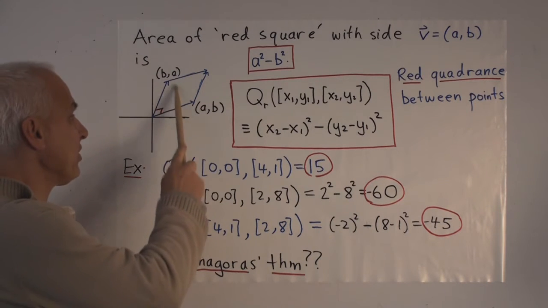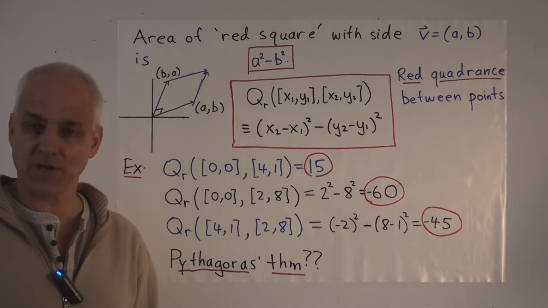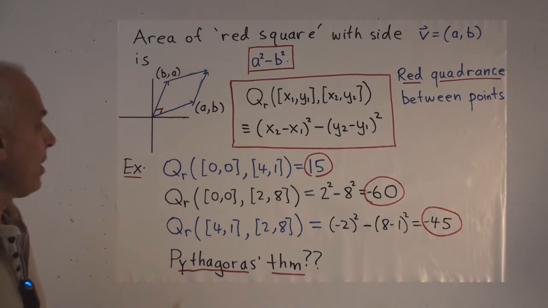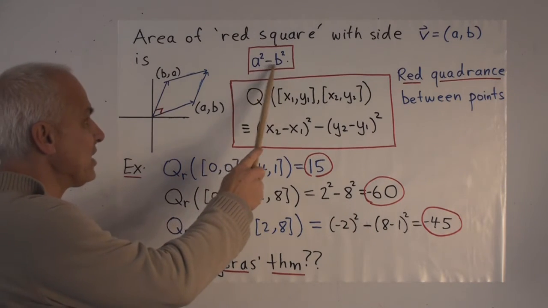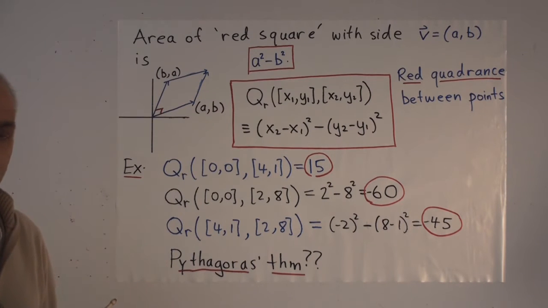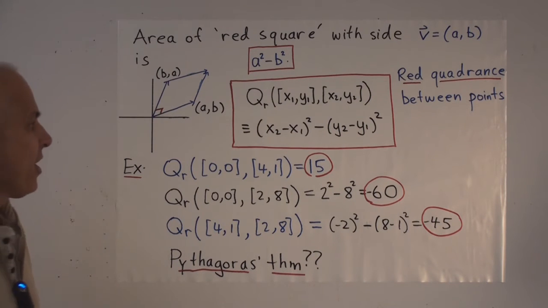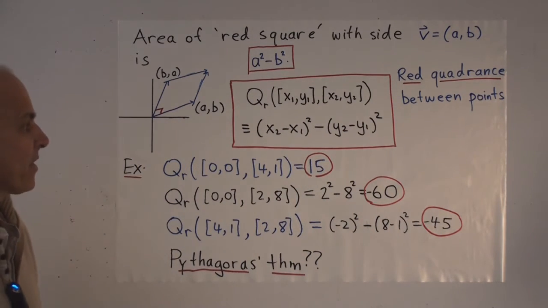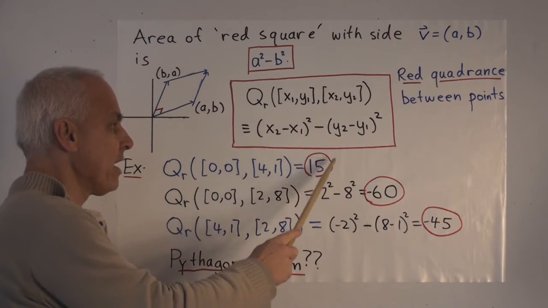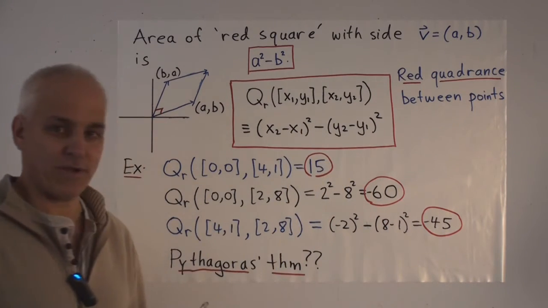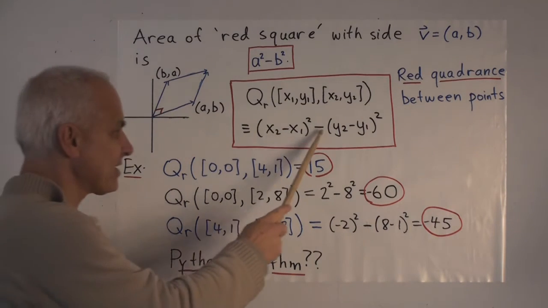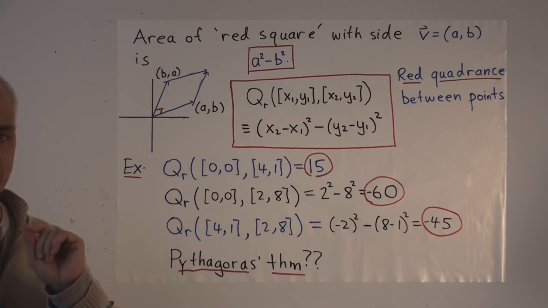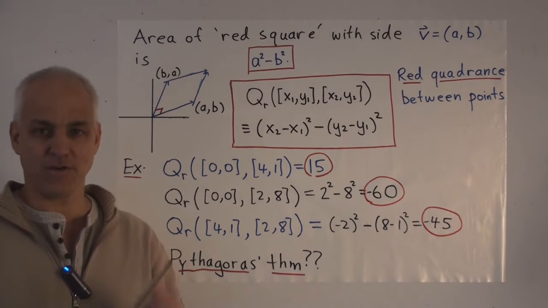And its area can be described in exactly the same way as in blue geometry. The notion of area is common to both geometries. So what is the area of this little parallelogram? Well, with a, b here and b, a here, the area is a squared minus b squared. So that motivates our definition of quadrance. The red quadrance between the point x1, y1 and the point x2, y2 is the difference between the x-coordinates squared minus the difference between the y-coordinates squared. Not plus, but rather minus. So we're only changing a sign, but that's going to have many consequences.